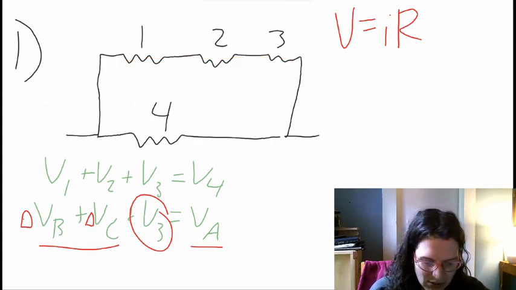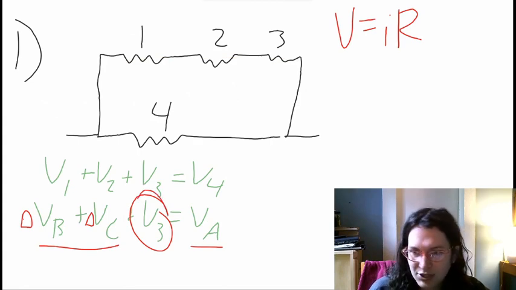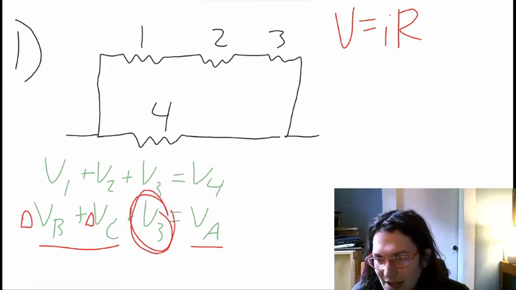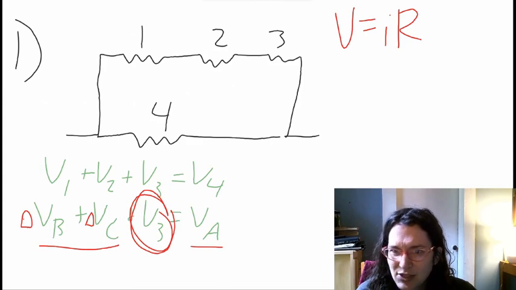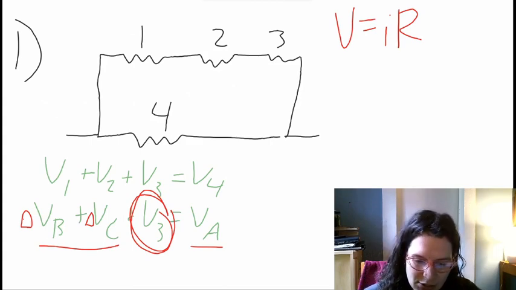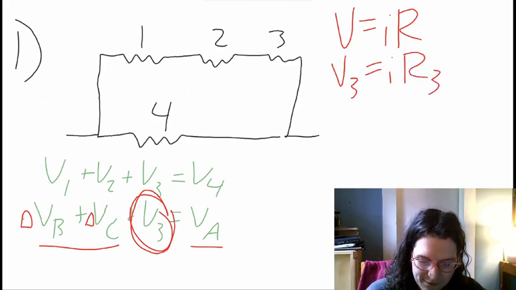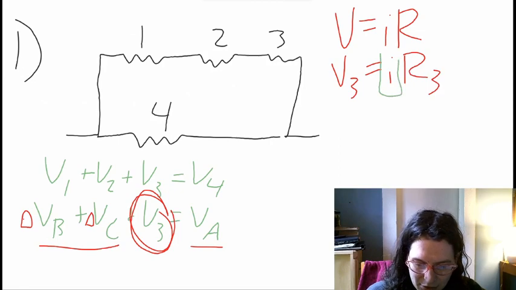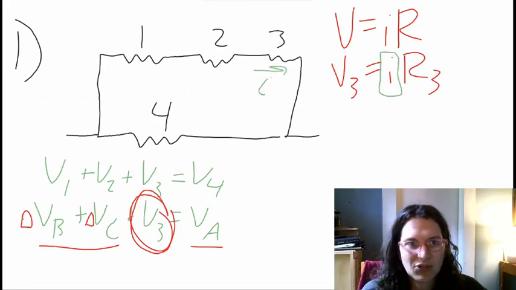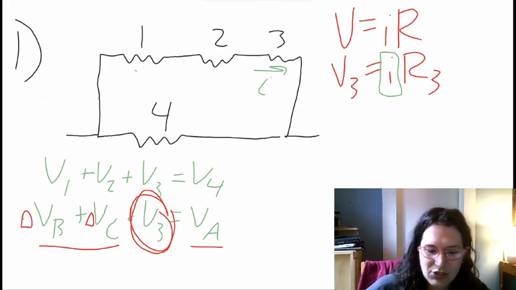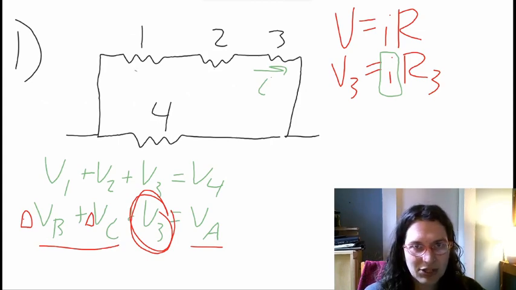Why is that useful to us? Well, we're able to find voltage 3 from this equation, as I mentioned, and then they give us the resistance of resistor 3. So the voltage 3 is going to be equal to the current times resistance 3. And now that I can find my current through resistor 3, since resistor 3 is connected in series to 1 and 2, that's got to be the same current through 1 and 2.